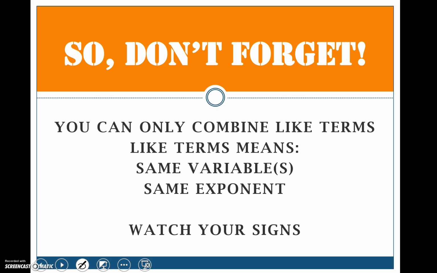Don't forget to combine your like terms by combining variables that have the exact same variables, even if there's more than one, and that they have the same exponent. So a z cubed cannot be combined with a z squared. As always, watch your signs.